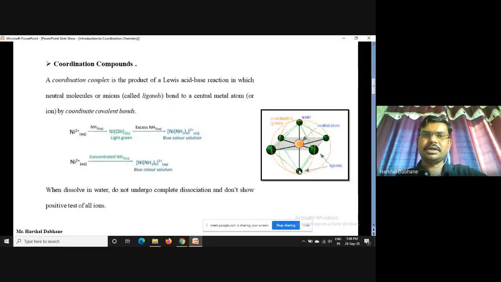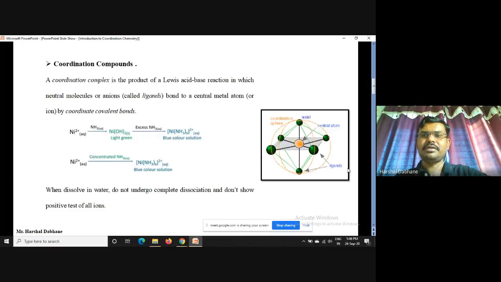Okay, so there is a coordinate bond in between them. Why coordinate bond? Because both electrons required for the bond formation are supplied by the ligand, because the metal doesn't have electrons. So the ligand provides the electrons for the bond formation between the nickel and this NH3. And finally, we get this type of complex. This is an octahedral complex because the number of ligands is 6.